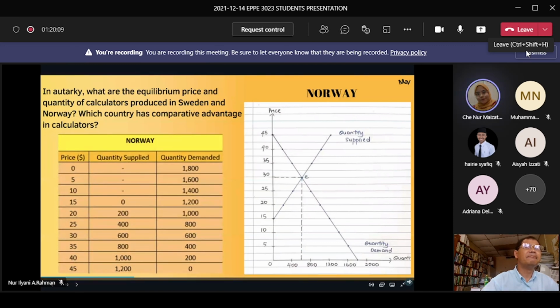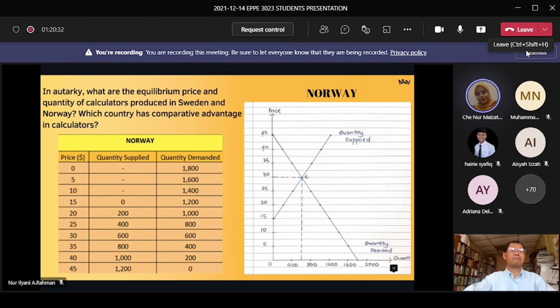Okay, for Norway, we made the same step like we made for Sweden. When the price is 0, no quantity supply and the quantity demand is 1,800, and we continue plot all the number given by the table. After that, when the demand is equal to supply, there is an equilibrium for the calculator market in Norway. At the equilibrium point, the equilibrium price is $13 and the equilibrium quantity is 600 units.